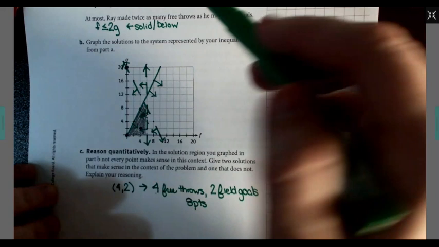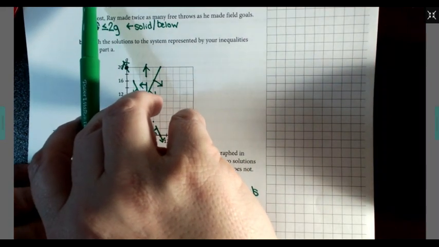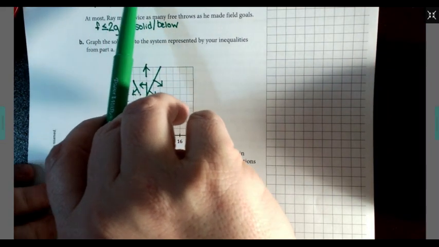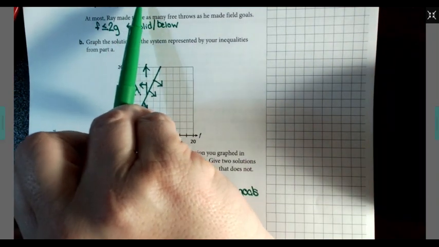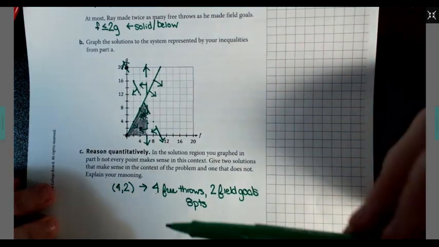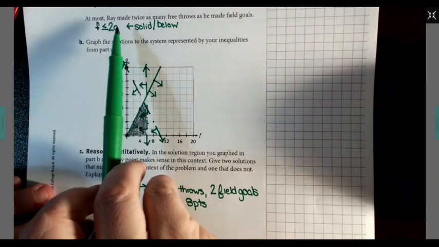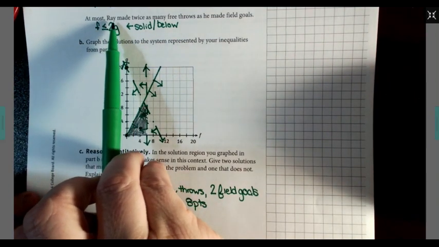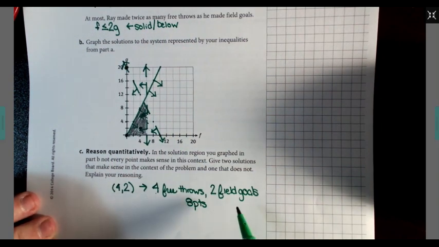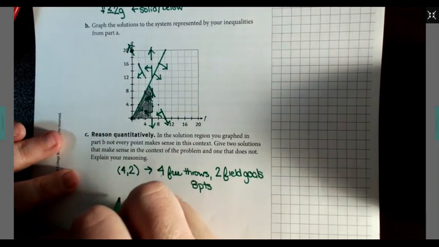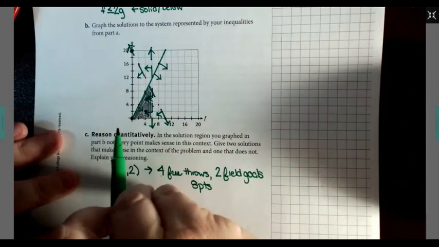So let's see. Did we satisfy the fact that Ray scored fewer than 20 points? Yes. Did we satisfy the fact that he made fewer than 6 free throws? Yes. Did we satisfy the fact that Ray made twice as many free throws as he did field goals, at most? Yes. Okay. Let's see what other point is in here.